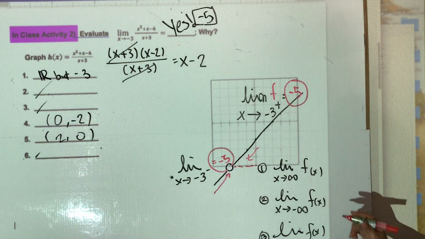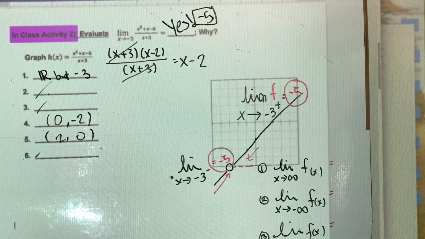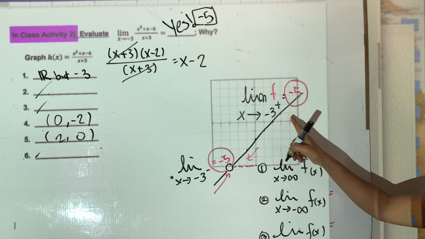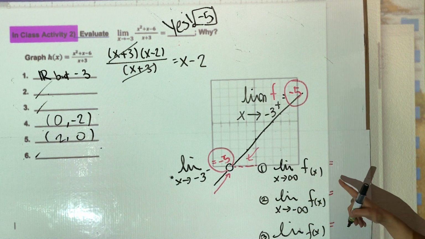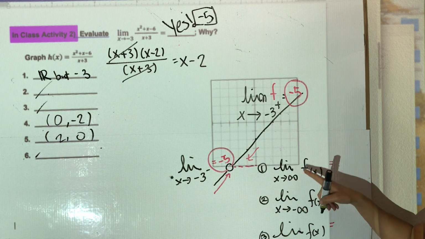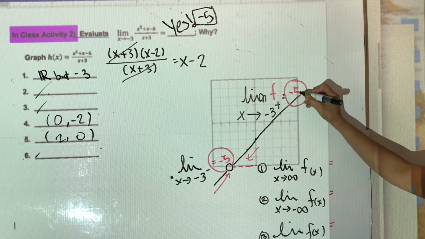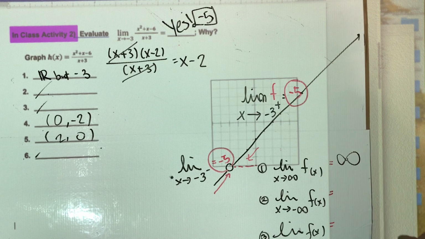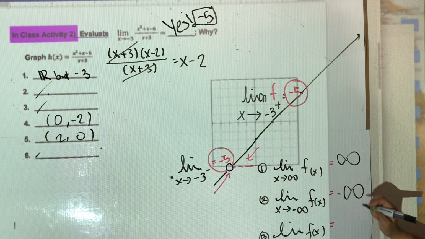Now I want you to think about the next 3 things. This time, using the graph, where does your function go as x goes to infinity? The graph is continuous, so infinity. How about the next one? Can you guess that? That's going to be -infinity.